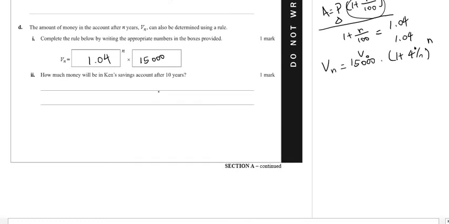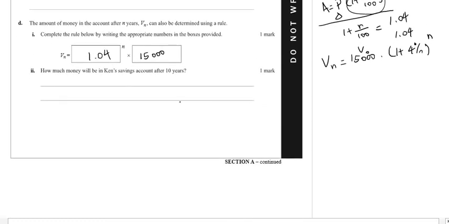Yeah, 15,000. Okay. Now, how much money will be in Ken's savings account after 10 years? If we want to find that out, we need to find what V10 equals, because Vn stands for the amount of money in the account after n years. So if you want to find the amount after 10 years, n needs to be equal to 10. So my V10 will be equal to 1.04 to the power of 10 times 15,000.